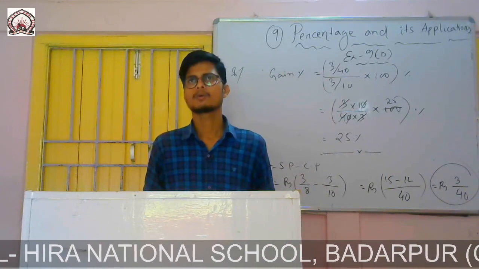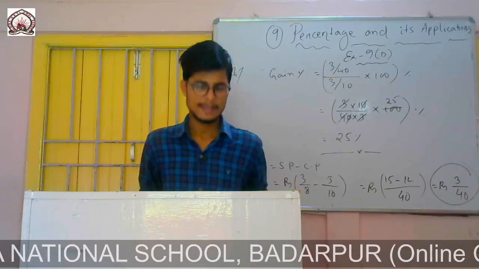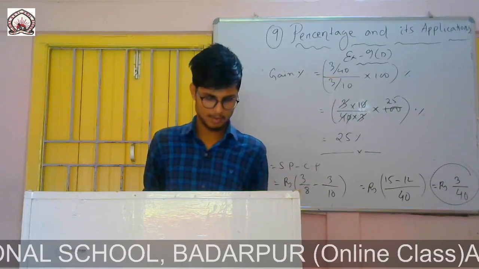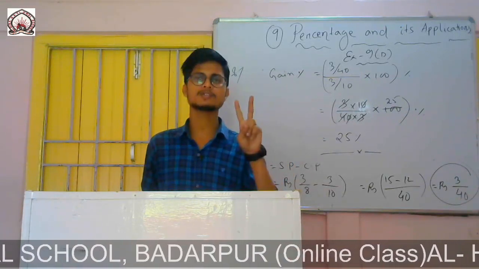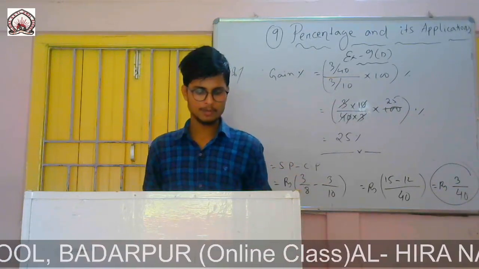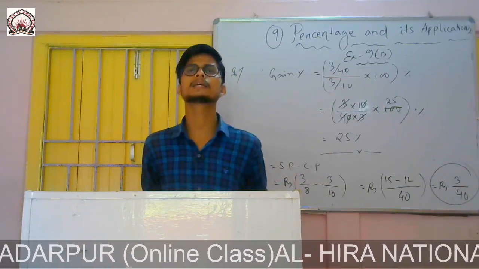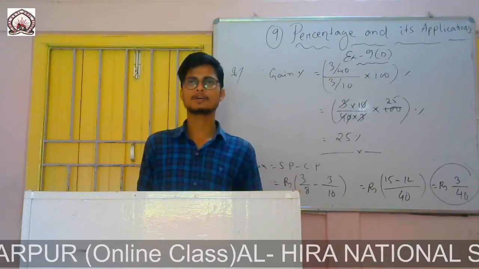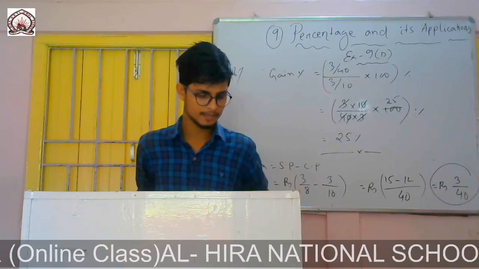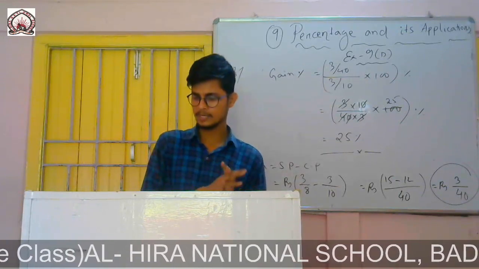So now question number 9. A man sold 2 paintings at rupees 924 each. So 2 paintings were there, each sold at 924. On one he gained 20%, on the other he lost 20%. So on the first painting he gained 20%, and on the next painting he lost 20%. How much does he gain or lose in the whole transaction? So you have to find in the whole transaction how much he lost or gained.